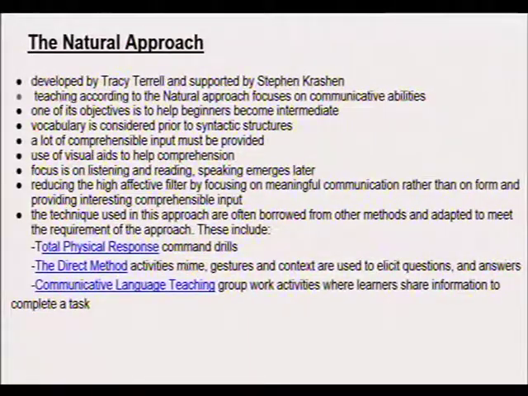The techniques used in this approach are often borrowed from other methods and adapted to meet the requirements of the approach. For example, the total physical response, which are command drills, the direct method activities of mime, gestures, and context are used to elicit questions and answers, and the communicative language teaching group, which is group work activities where learners share information to complete a task. So even though we talk about the natural approach, there are other approaches that are embedded within this approach.